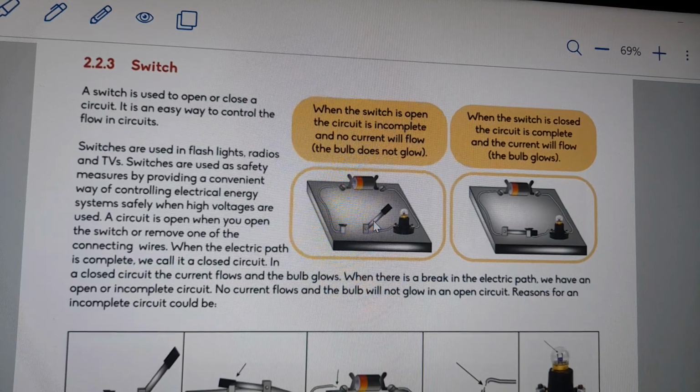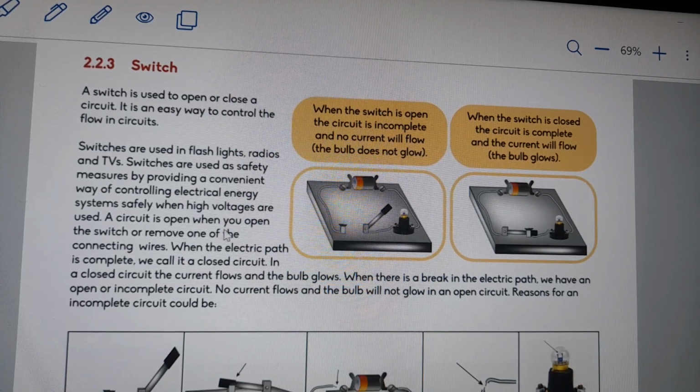Now we look at the switch. A switch is used to open or close a circuit. It is an easy way to control the flow in circuits. Switches are used in flashlights, radios, and TVs. Switches are used as a safety measure by providing a convenient way of controlling electrical energy system safely when high voltages are used.